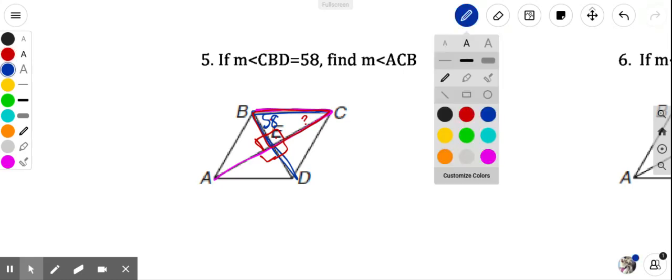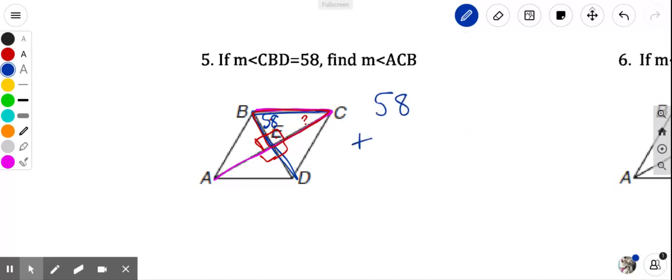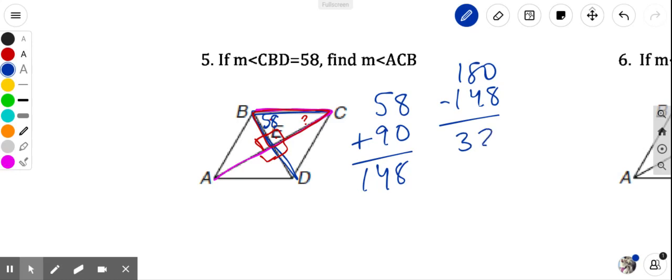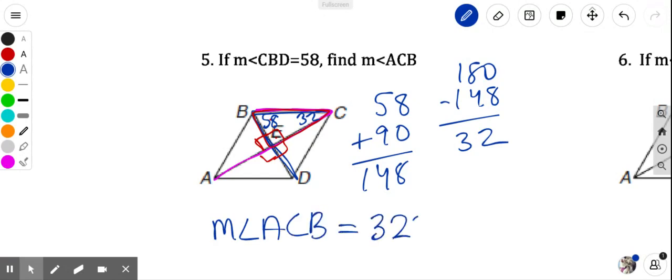So we can add 90 and 58 and subtract from 180, and that will give us ACB. So here we go. 58 plus 90 is 148, and then 180 minus 148 would be 32. So I'm going to fill in that this one is 32. That's what they were looking for, the measure of angle ACB.